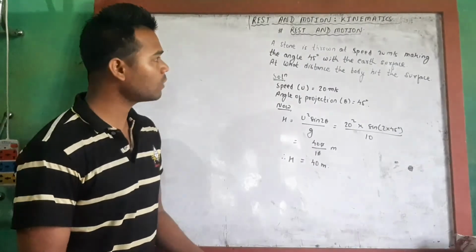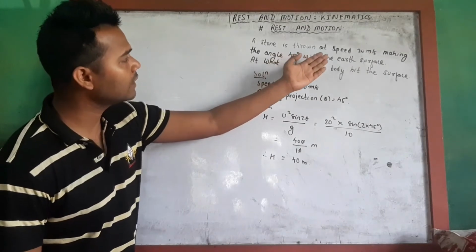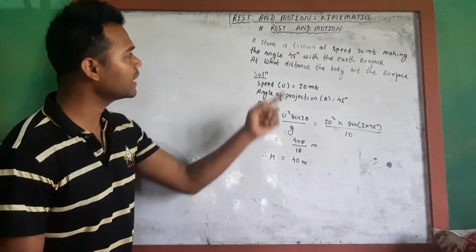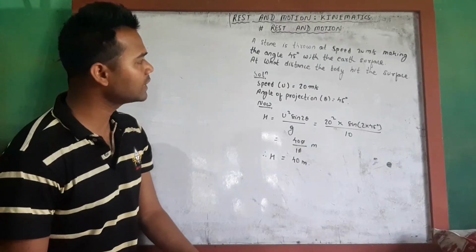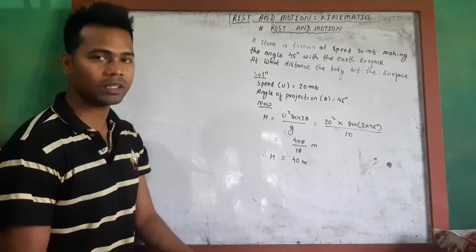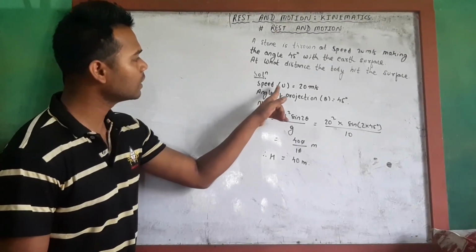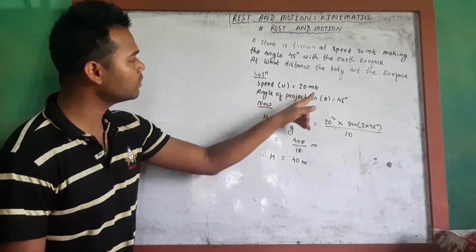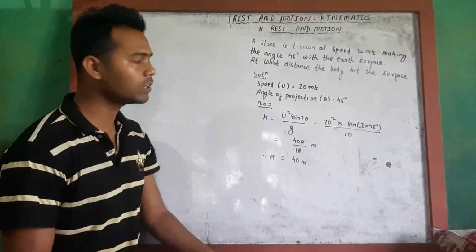Let us take one example of projectile motion. A stone is thrown at a speed of 20 meters per second, making an angle of 45 degrees with the earth's surface. At what distance will the body hit the earth's surface? That means it is asking for the horizontal range. The speed u is equal to 20 meters per second. The angle of projection theta is equal to 45 degrees.